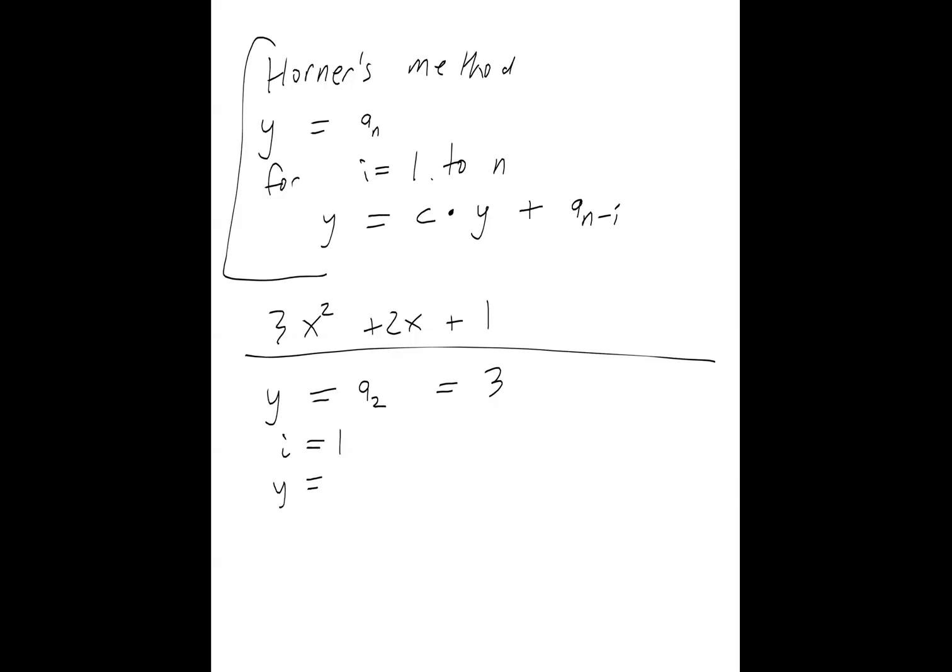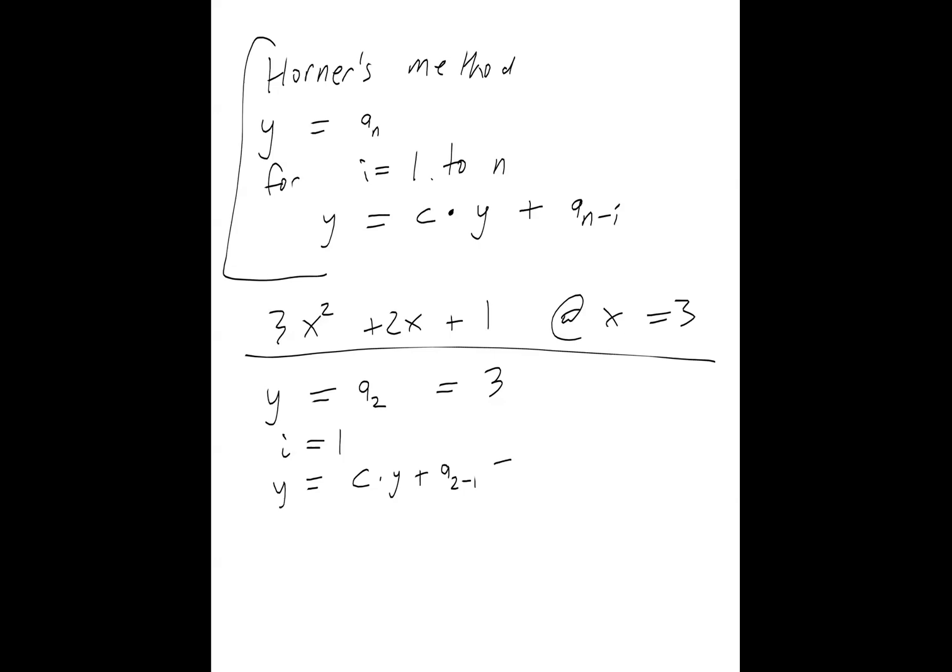The next step is y equals c. Now I have to tell you what value of x to plug in. So I'm going to tell you to plug in x equals 3. So it says y equals c times y plus a of n minus i, which is 2 minus 1. So I'm writing down the numbers that are going to be used. And what's the value of c? Who remembers what the value of c is in this code?